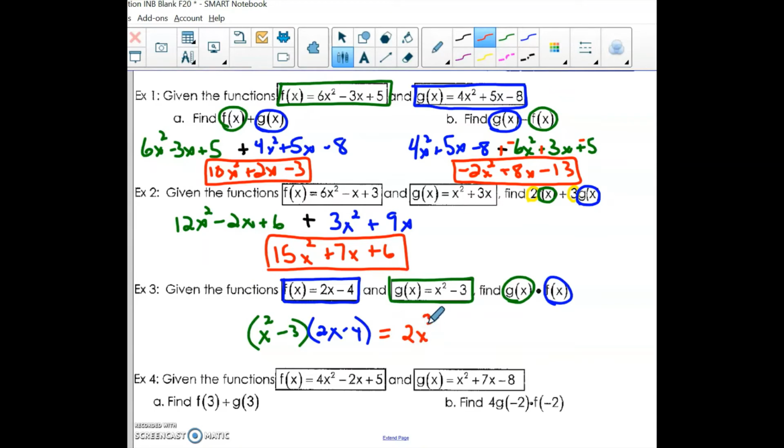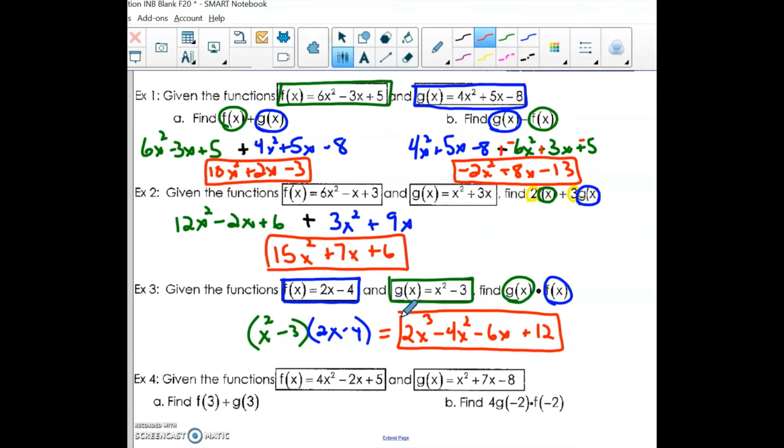X squared times negative 4 is negative 4x squared. Negative 3 times 2x is negative 6x. And negative 3 times negative 4 is positive 12. And there's nothing to combine here because everything is unlike terms. And it's already in standard form. As we multiplied it, that's just happened on its own.